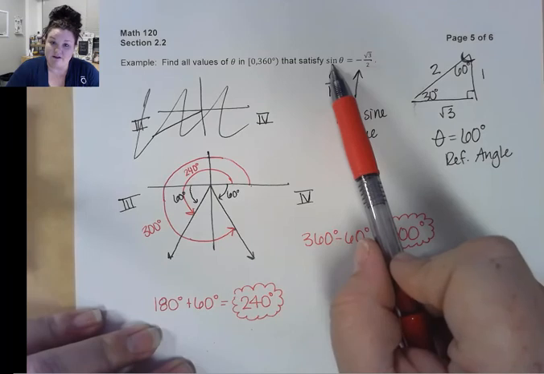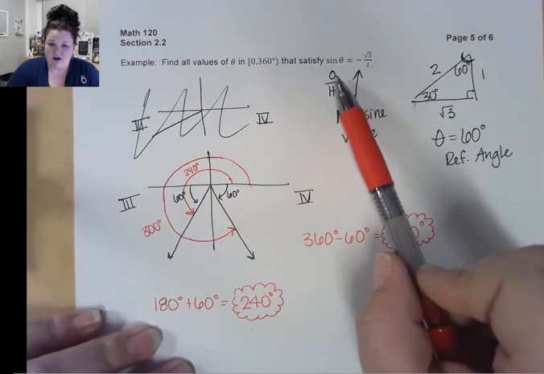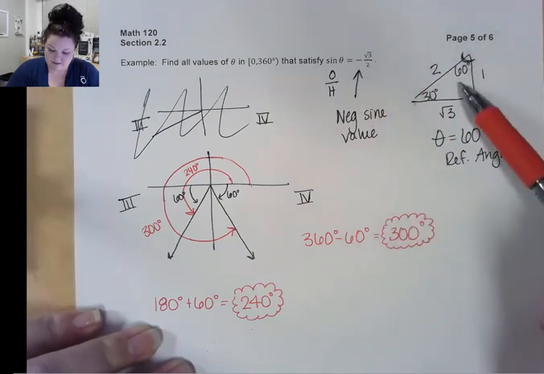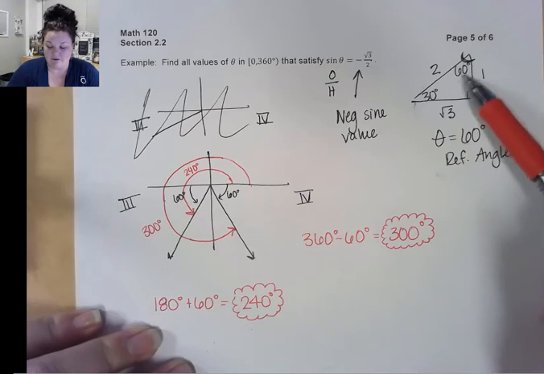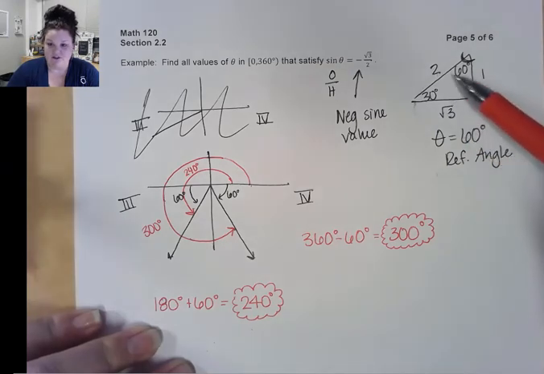Because it's a sine value, I know this is opposite over hypotenuse. So if my opposite is square root of 3 and my hypotenuse is 2, that means we're looking at a 60-degree angle, because square root of 3 is opposite 60 over my hypotenuse, which is 2.